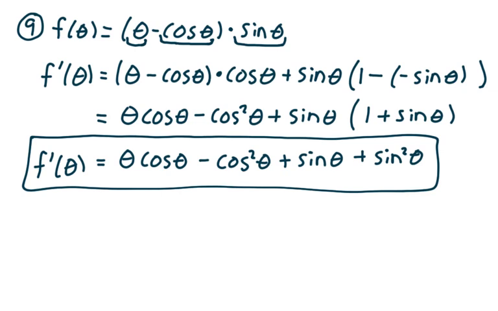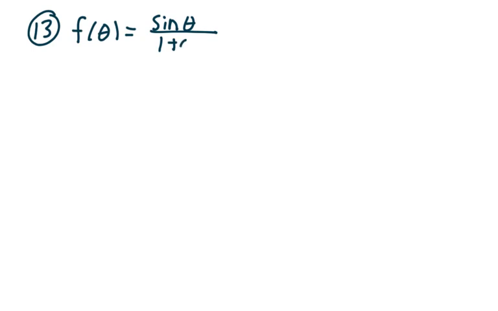Let's take a look at problem number 13. So if we have f of theta is sine theta divided by 1 plus cosine theta. Now, this is a classic problem that involves the quotient rule.